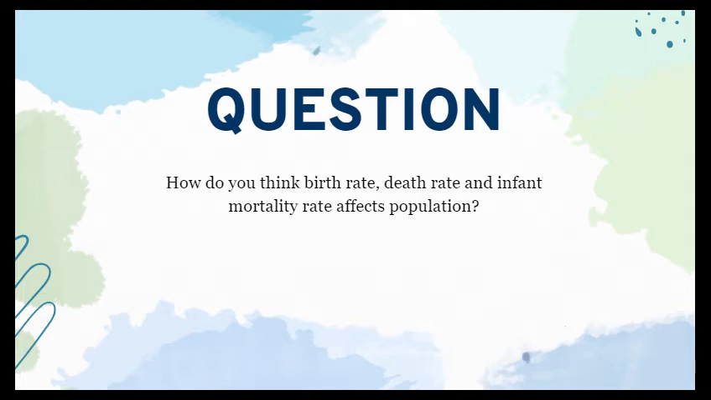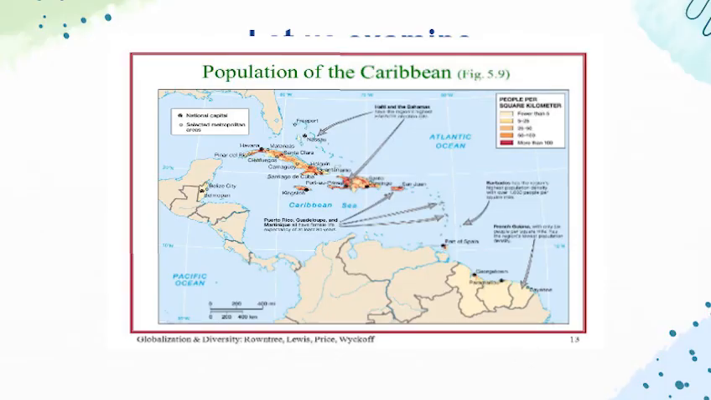Okay, I hope you understand what I was saying. So that's really how it affects population: natural increase, natural decrease, and all that in between. All right, so now there's a map here and it says, let's examine this map. So we're going to do that right now.